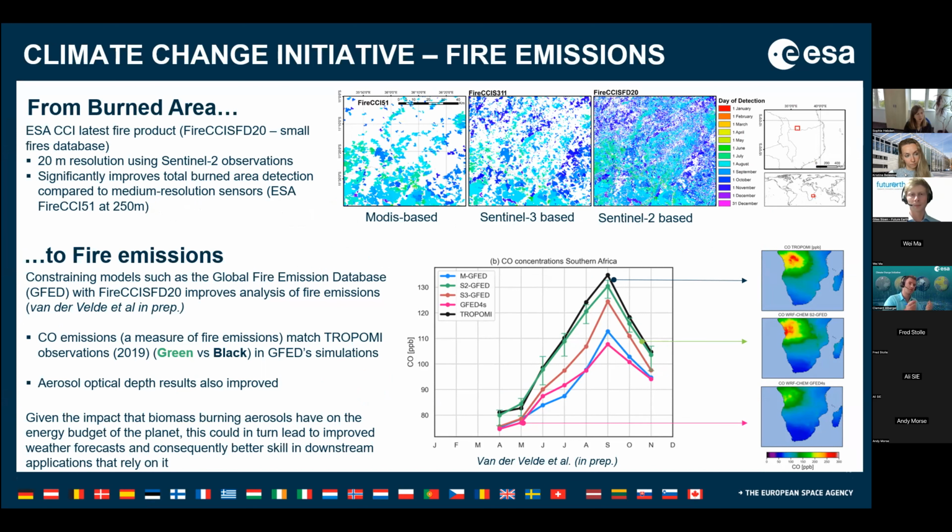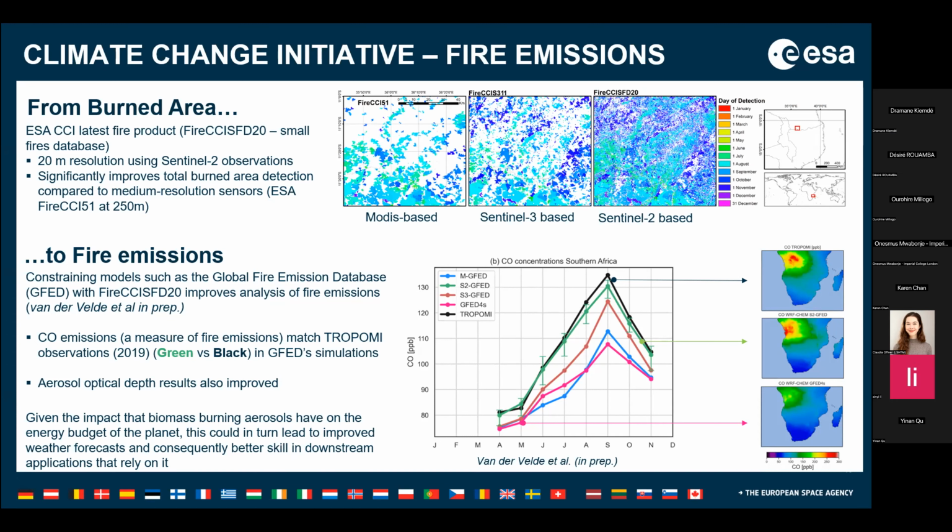And when we constrain models such as fire emission models, the Global Fire Emissions Database, with higher resolution burn area, the impact in terms of fire emission is huge as well. And we can compare that to observation from the Tropomi sensor that measures CO emission, a measure of fire emission. And for Austral Africa, in this case, we can see that using high resolution burn area in a fire emission model, we get much more realistic fire emission. And given the impact that biomass burning aerosol has on the energy budget of the planet, this could in turn improve weather forecast and consequently give better skill in downstream applications that rely on it.